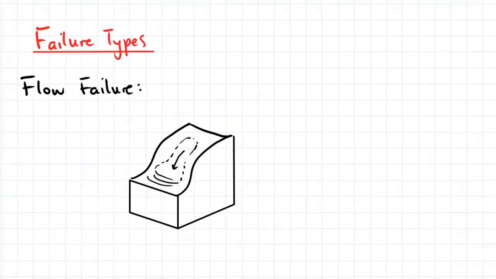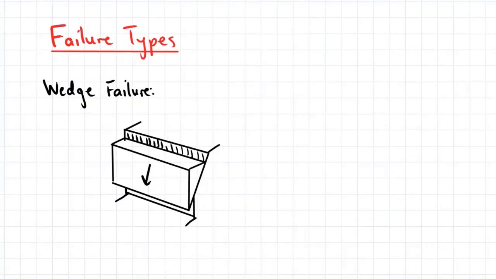Flow failure occurs when the conditions cause the soil to behave as a viscous fluid. This can occur in both dry and wet soils, so the soil here flows down the surface of the slope. Wedge failure occurs in rock slopes. The shattered mass moves as a wedge down the slope.